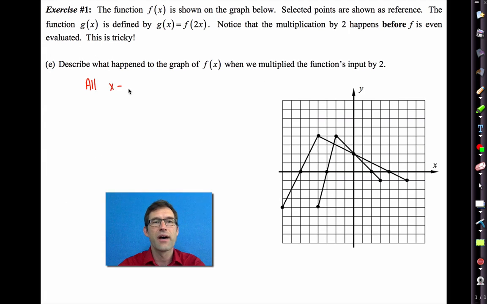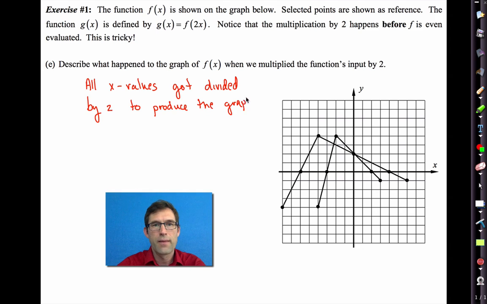All x values got divided by 2 to produce the graph of g, which I just think is cool. It's really amazing to me, all right, that it works out that way.